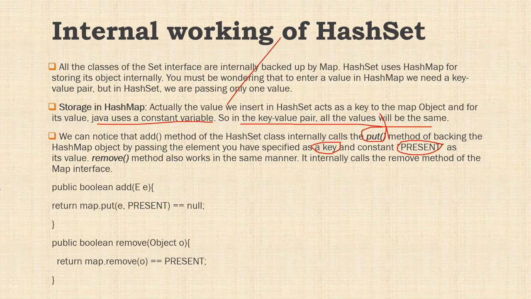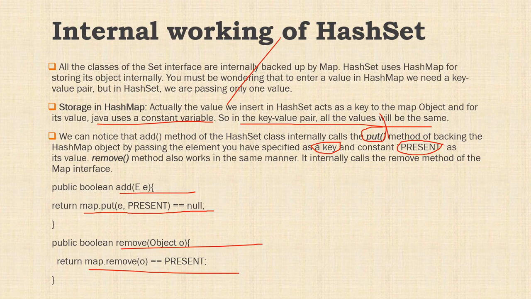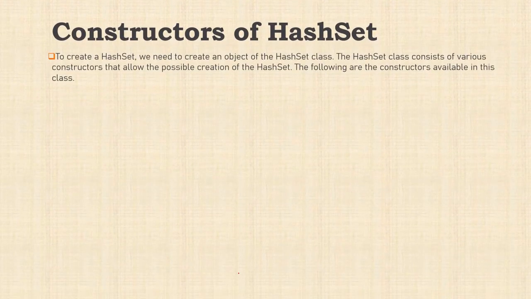In the Eclipse IDE, the same code is available here. There is the add method, and inside the add method we have map.put, so it is storing in the map. In the remove method we have map.remove, so it internally removes data from the map. If you see the constructor also, the HashSet constructor internally creates a HashMap. So you can see the code. Let's move to the new topic.